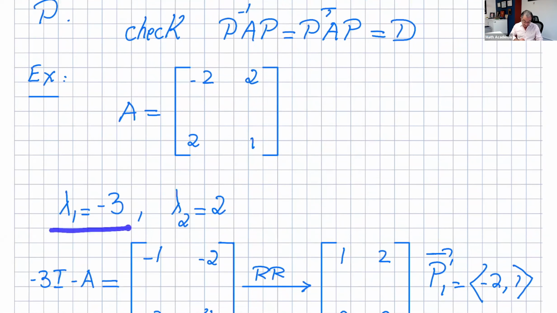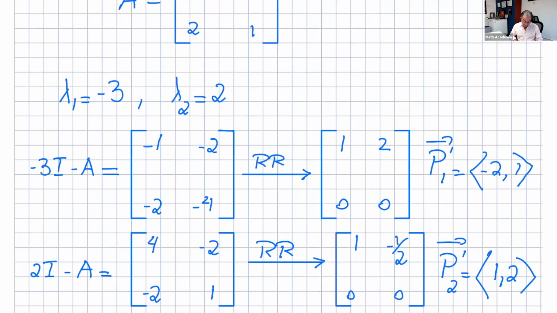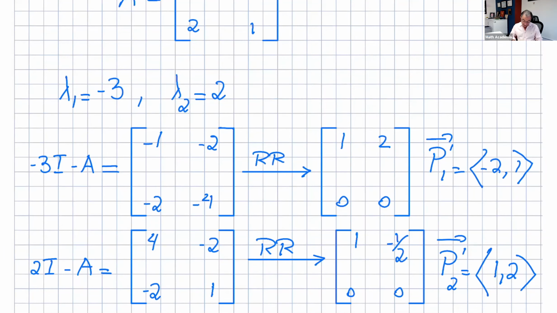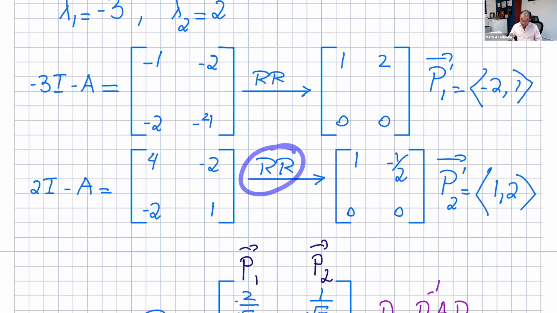For a 2x2 example, just note this is a symmetric matrix. If you find the eigenvalues, you get -3 and 2. To find the eigenvectors, you do the row reduction and get the RREF. For the first one, you get -2 and 1. For the second one, if you do the row reduction, you get 1 and 2. Then this is not enough. We know they are orthogonal to each other, but you have to normalize each one.